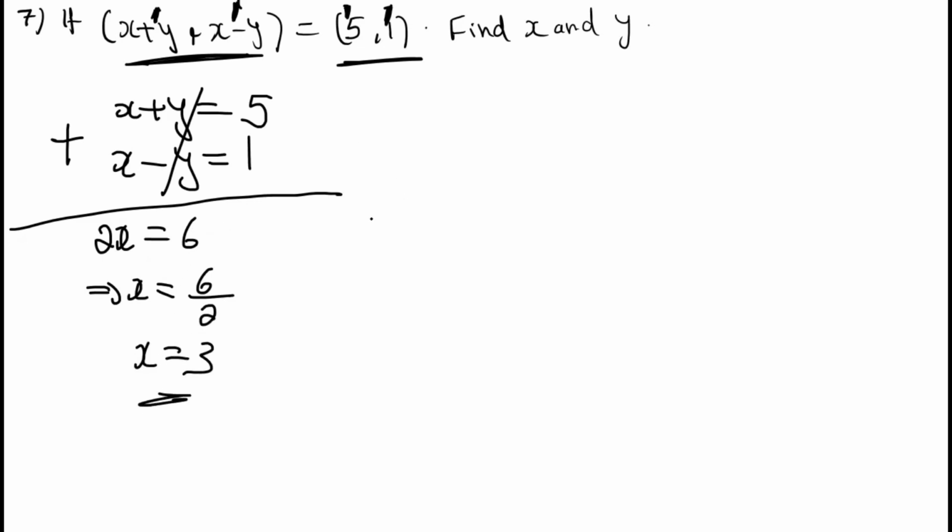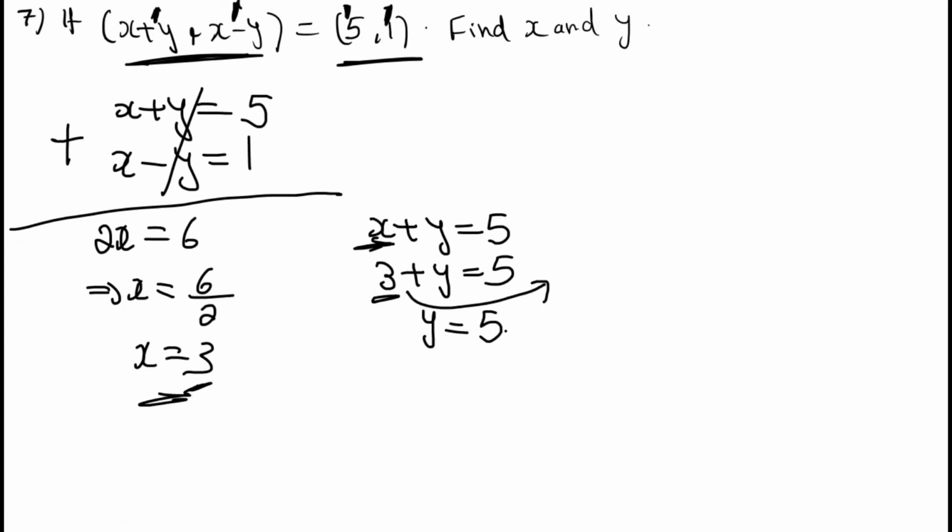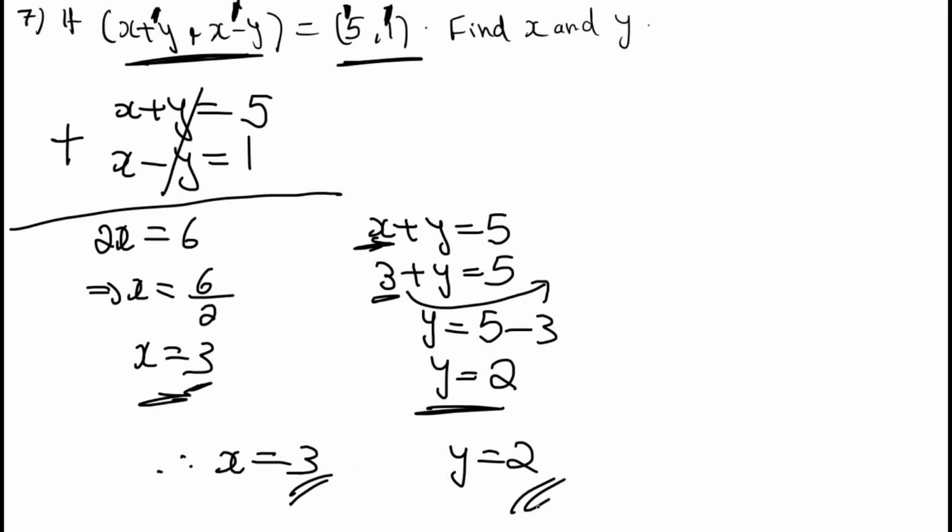Now take any one equation, x + y is equal to 5. Substitute the x value: 3 + y is equal to 5. We calculated the x value here, right? The x value is equal to 3. Next, y is equal to 5 minus 3. Taking 3 to the RHS, plus 3 will become minus 3. y is equal to 5 minus 3, its value is equal to 2. Therefore, our conclusion is the x value is equal to 3 and the y value is equal to 2.